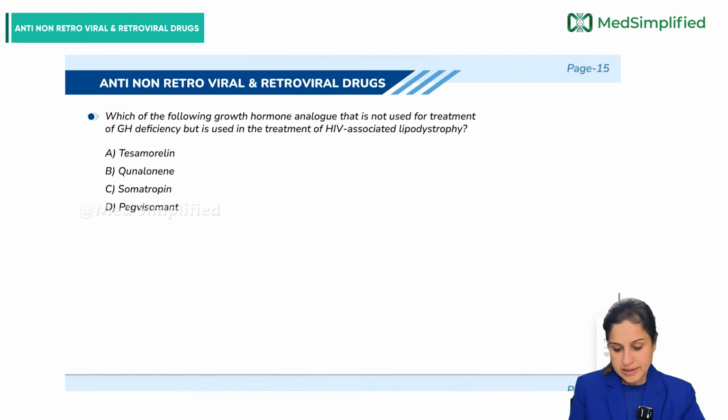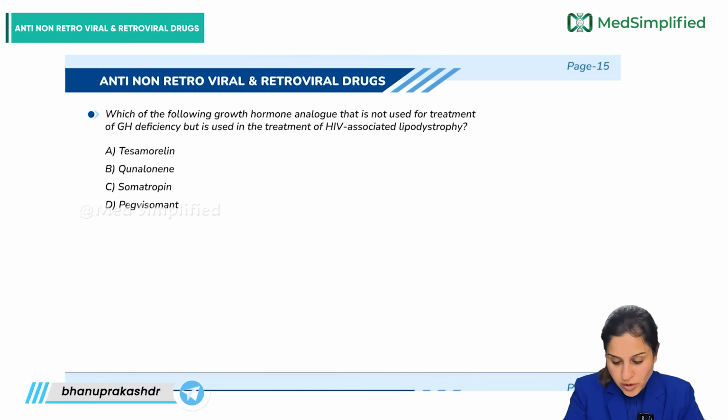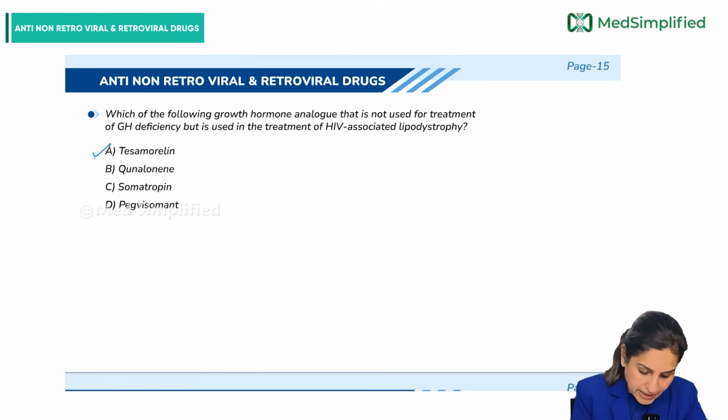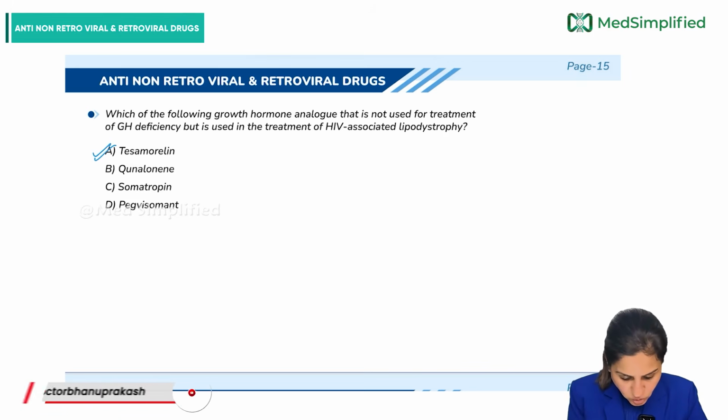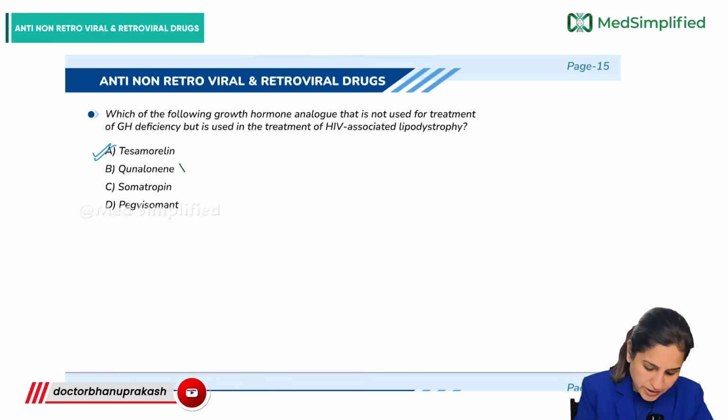Now, let's do another MCQ. Which of the following growth hormone analogs is not used for treatment of growth hormone deficiency, but actually is used for HIV associated lipodystrophy? So I just told you that drug is tesamorelin. What about the other options? Let's see. What is quinanoline? It is just a distractor. It's not a drug at all.